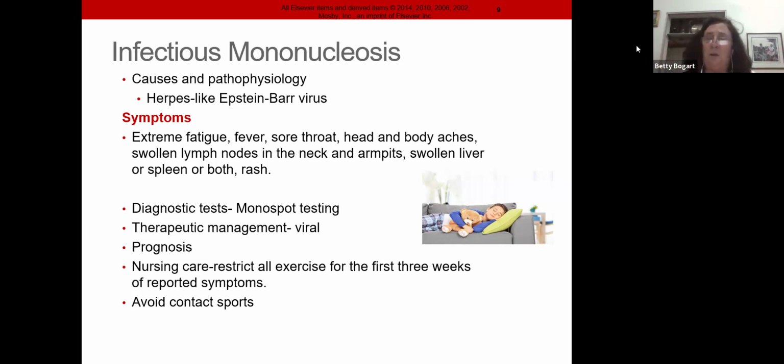So number one is CBC. What are we looking for? We want to look for elevated white counts. Is it a bacterial infection or viral, right? If it's a normal white count, it's a virus infection. Then we're going to be doing a mono spot test.